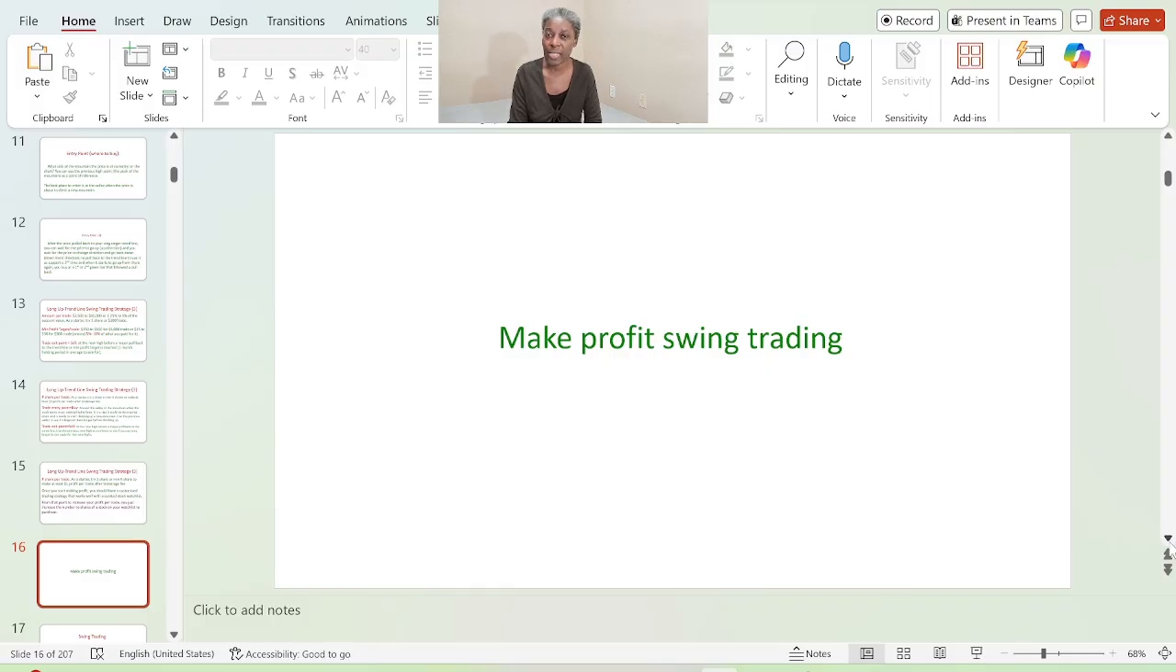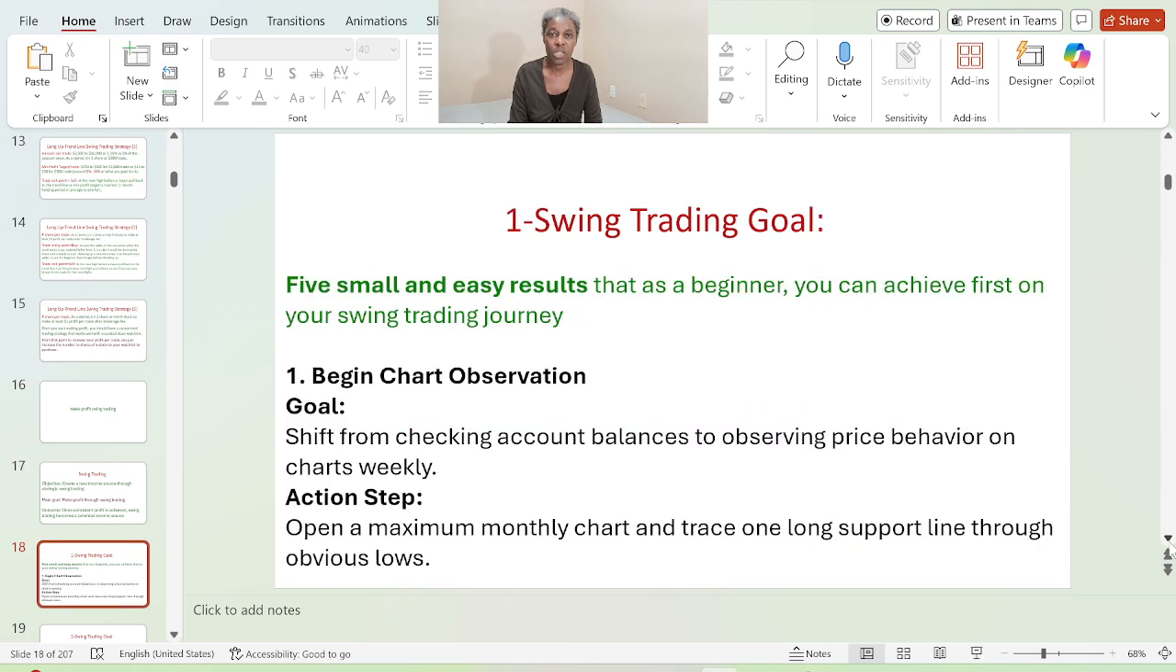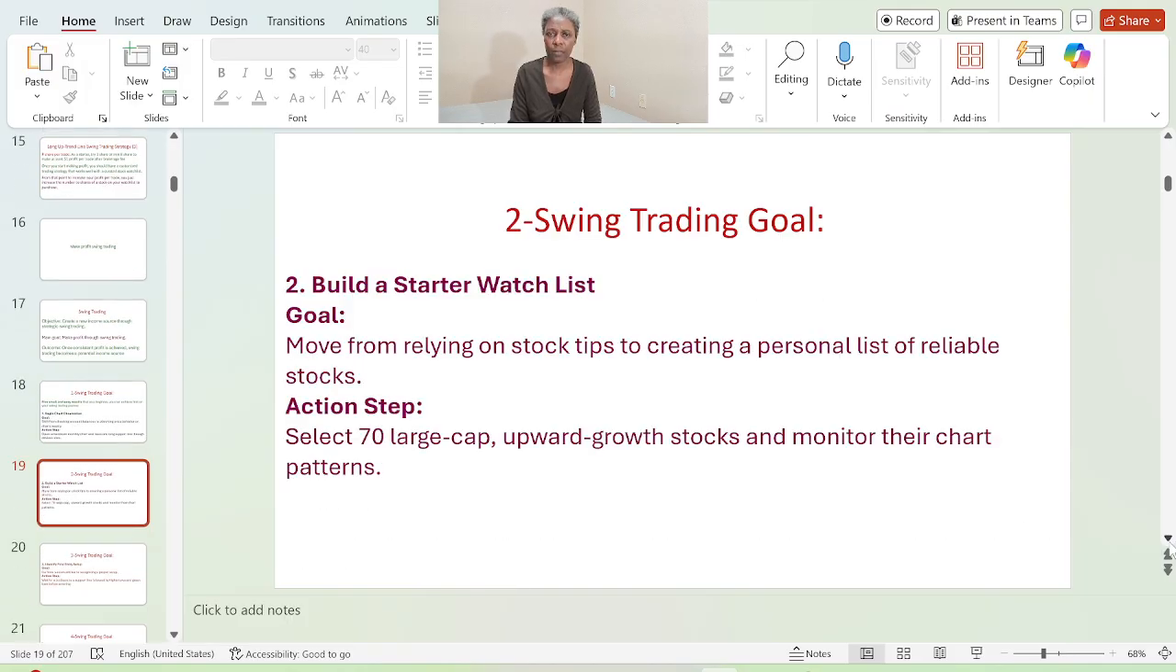And swing trading is one way to make money. Just start small and focus on making profit on each one of your swing trades, and over time you will grow your account from there.